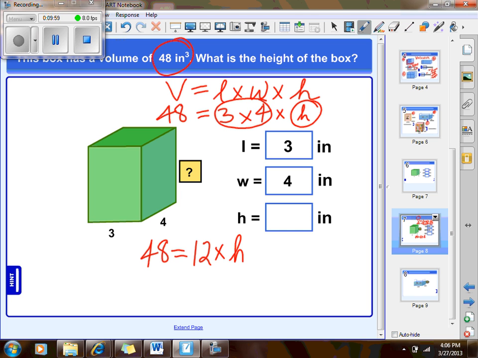The way we solve this is we have to divide 48 by 12. And a quick think will tell you that 12 goes into 48 4 times. So our height equals 4 inches.